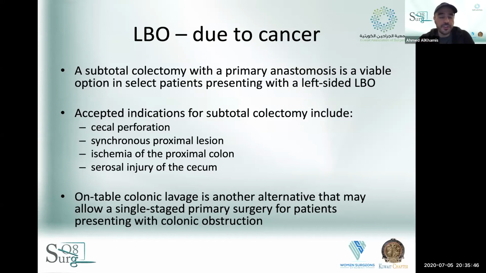If you have a synchronous lesion, let's say if you have a transverse colon lesion and you have a sigmoid lesion, you're not going to do a segmental, you're going to do a subtotal. If there's ischemia of the proximal colon, it's exactly the same idea, and serosal tear in the cecum.